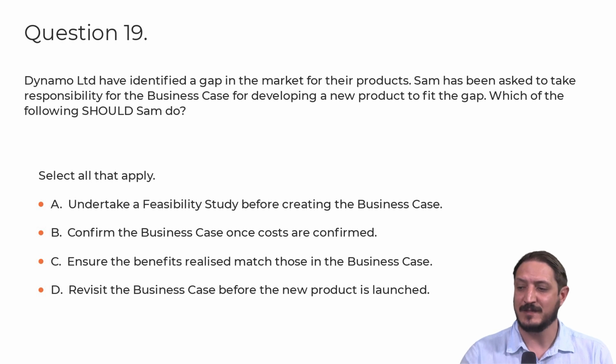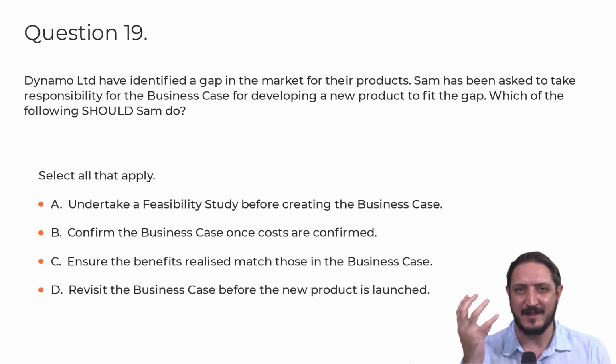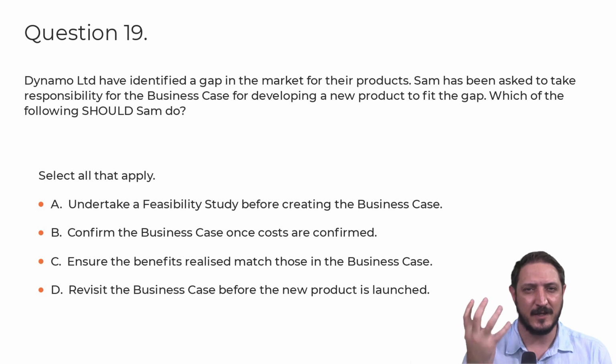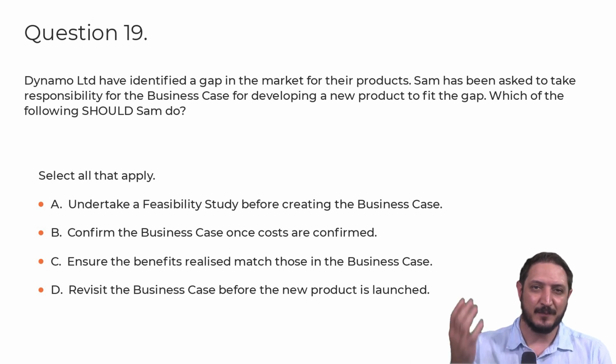D, it says, revisit the business case before the new product is launched. Okay, so this, as I was speaking earlier, in terms of the business change lifecycle, contextually, is a much more viable option here, because it's saying that we are looking back at the business case before the project is launched. We are still in the life cycle of development. We are still in the project, so we still are checking to see if the development of the solution is a viable solution, and the business case is regularly reviewed throughout the project.